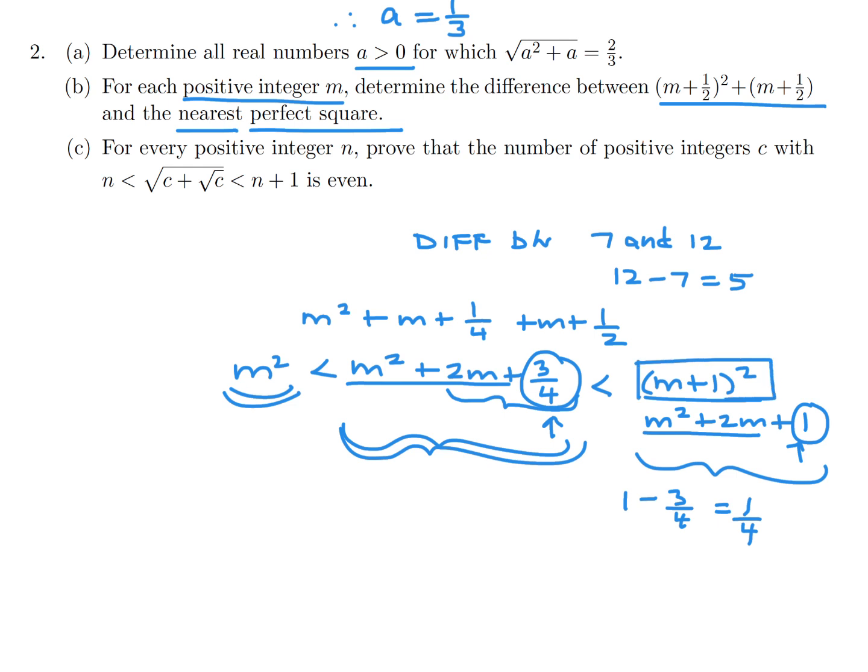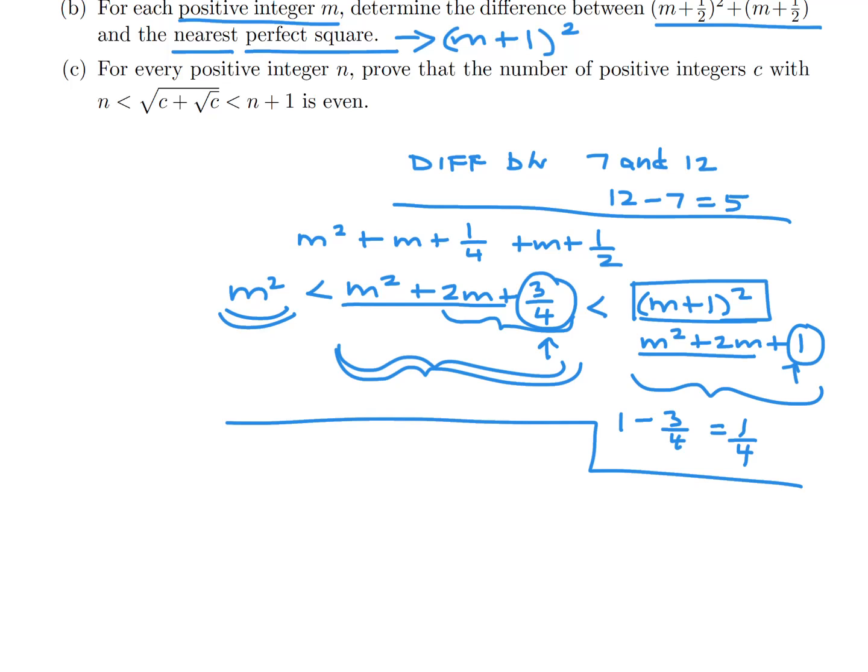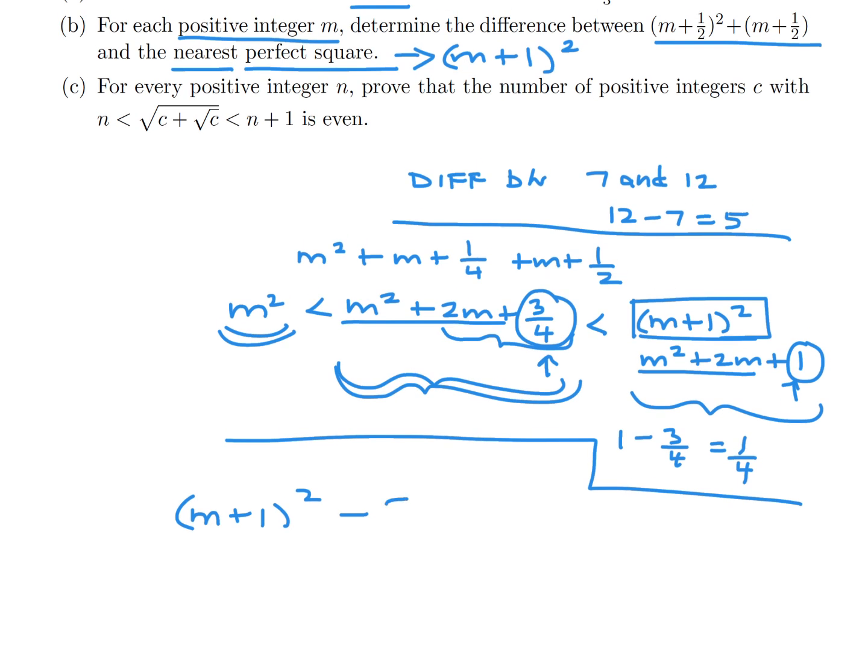Let me just think about that for a second. Yeah. So what we're asking for is the difference between that and the nearest perfect square, which I'm concluding is (m plus 1) squared. So just like how I did that difference, we need (m plus 1) squared minus (m plus 1/2) squared plus (m plus 1/2).